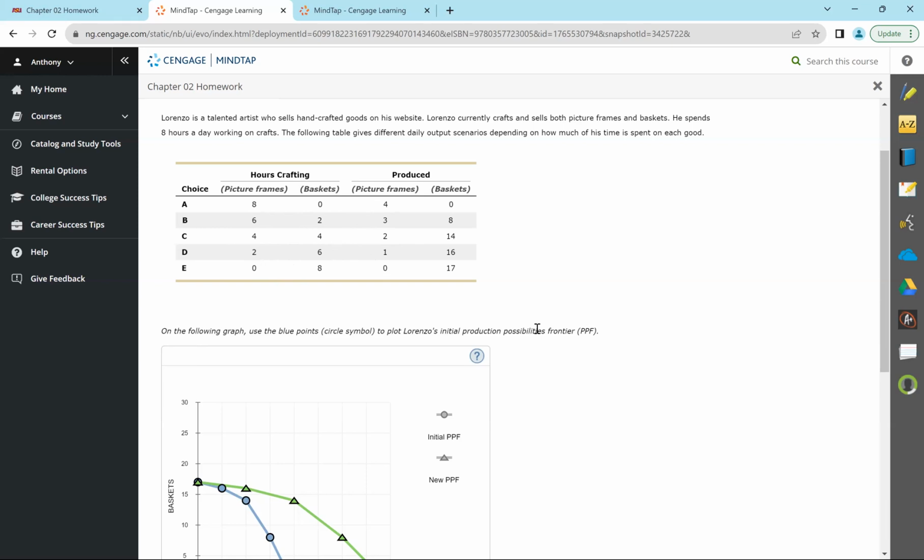Okay. What does PPF stand for again? Sorry. Production possibilities frontier. Okay. It's right here.